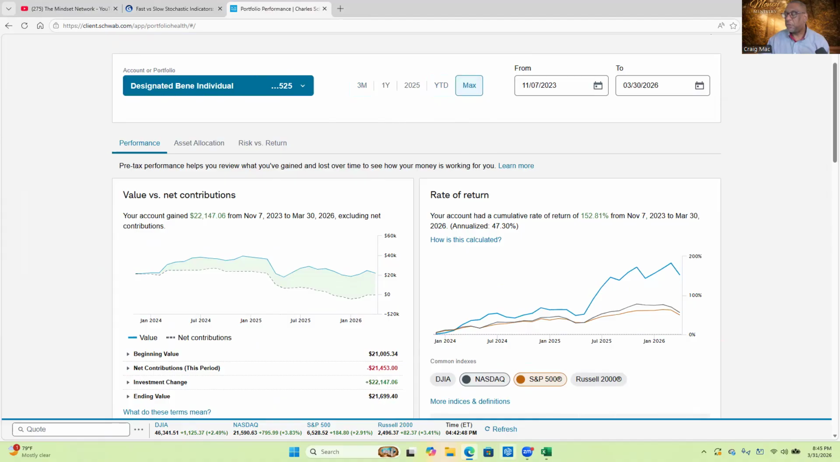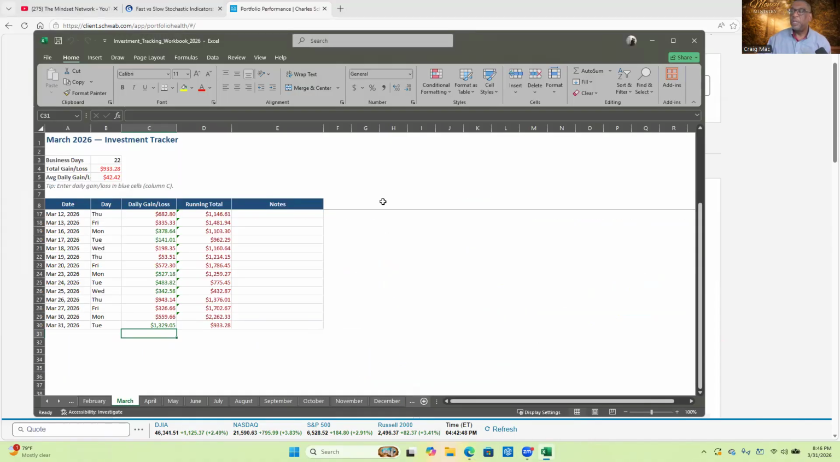Okay. Also, just to show you that I'm in the trenches in here with you, I keep a daily tab on my profit and loss for the day. And so today, with the market going up, I was able to have a gain of $1,329.05. Okay. I'm still down for the month. I still took a loss of 933.28, and I had an average loss of $42.42. So today's rebound really helped me out a little bit. Still didn't make me positive, but it's not as bad as it was.